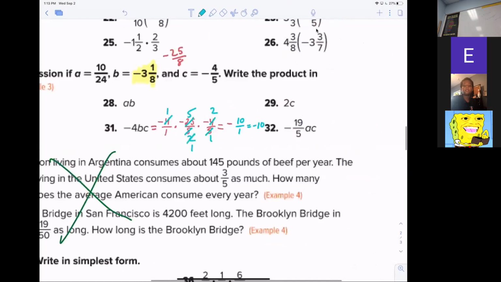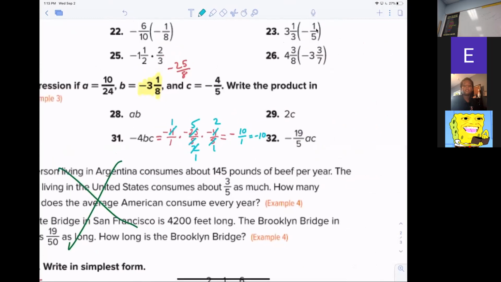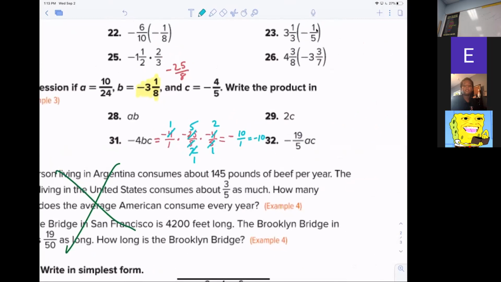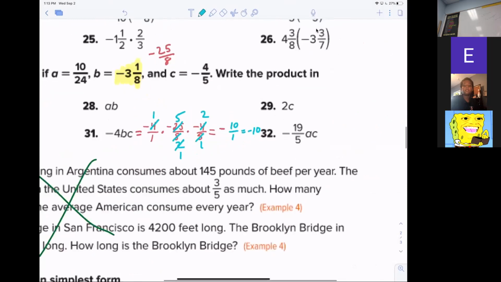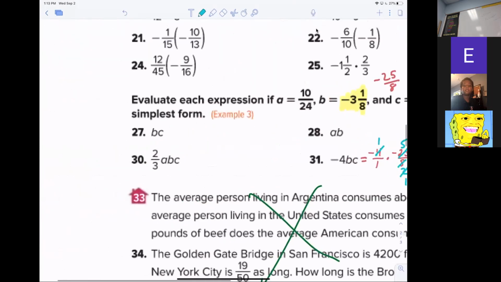All right, let's knock out 29. Misha, go. So you would put 2 over 1, and then C is negative 4 over 5, and you can't cross multiply, so it would be 8 over 5, that would be negative. Yeah, good job. Negative 8 fifths. I'm happy.